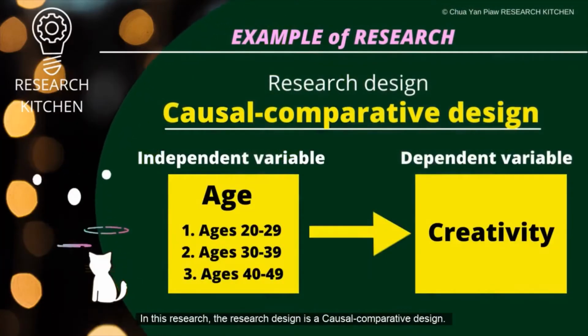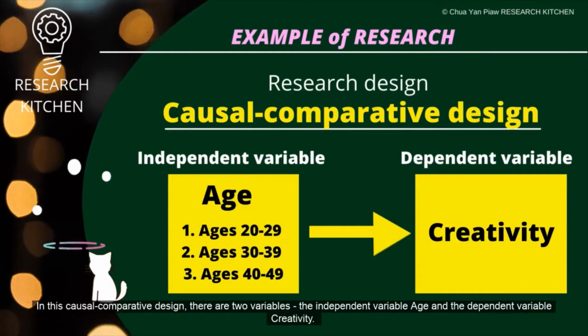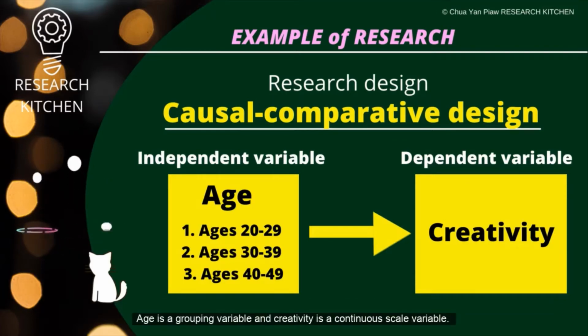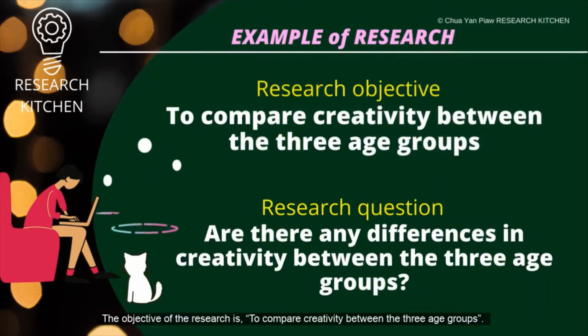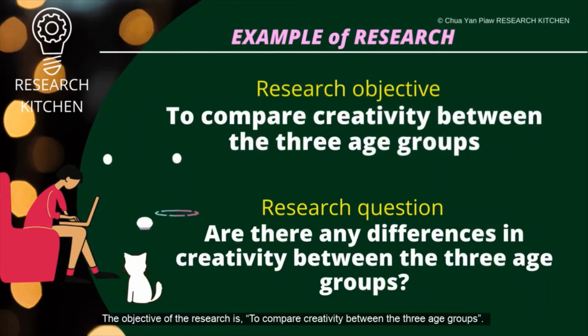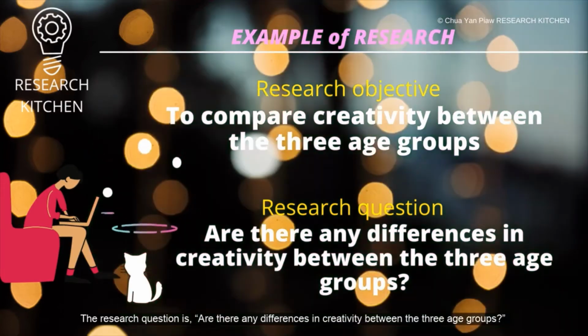In this research, the research design is a causal-comparative design. In this causal-comparative design, there are two variables, the independent variable age and the dependent variable creativity. Age is a grouping variable and creativity is a continuous scale variable. The objective of this research is to compare creativity between the three age groups. The research question is, are there any differences in creativity between the three age groups?